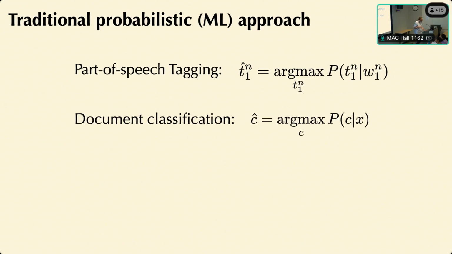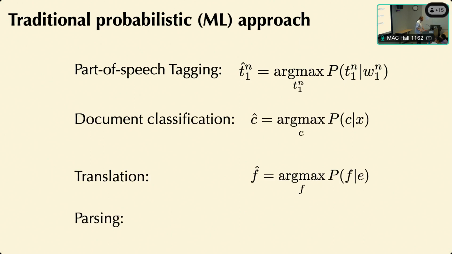Document classification is finding the class that is most probabilistically likely given the input. Translation: out of all the possible French sentences given our English sentence, which is it? Parsing is the same thing for trees.